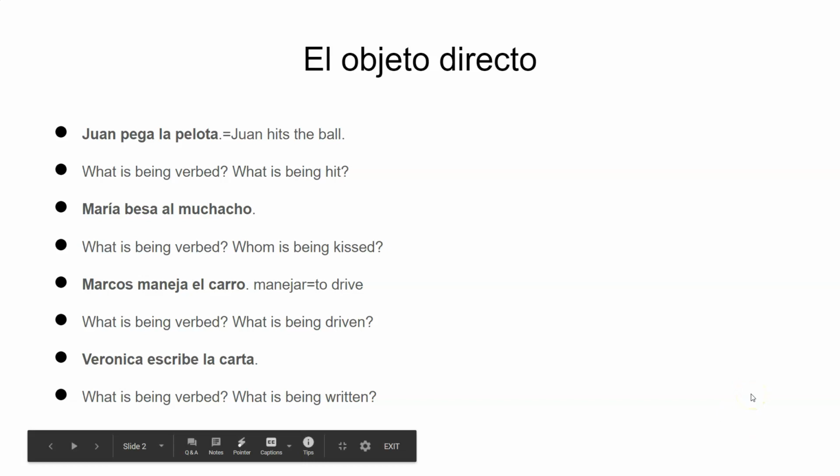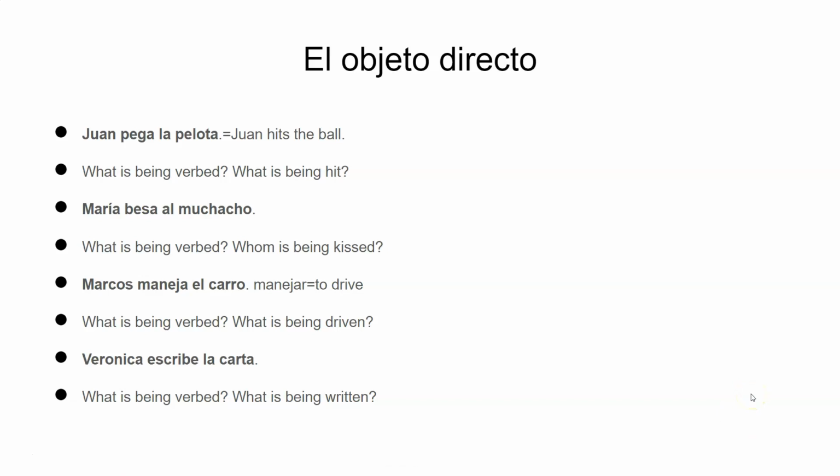So we have Juan pega la pelota. Juan hits the ball. What is being verbed? What is being hit? That is the direct object. What is it? La pelota, or the ball.